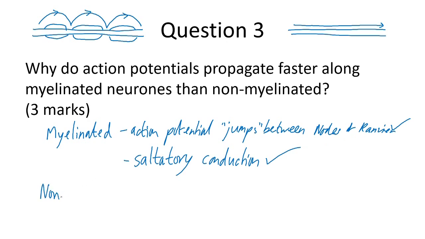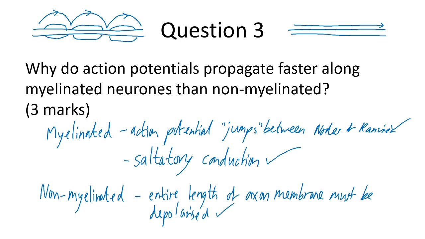And then we need to address the other side of the situation. So in the non-myelinated neuron, the entire length of the axon membrane must be depolarized. So it's almost like the myelinated neuron is taking a shortcut. It's traveling a shorter distance because it's depolarizing less of the membrane. It's simply doing the gaps between the myelin sheath.